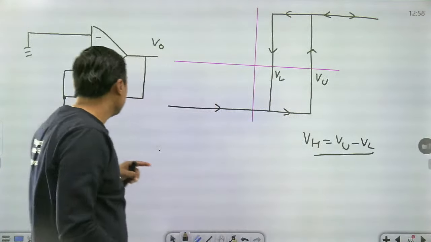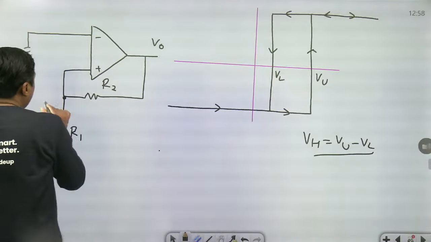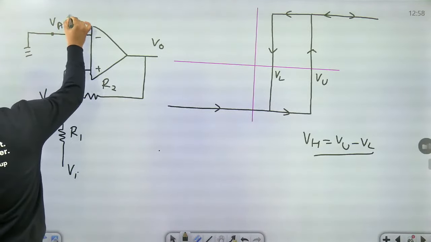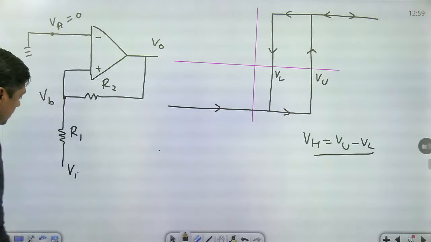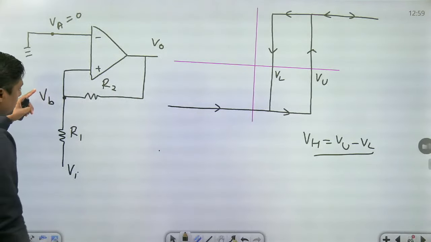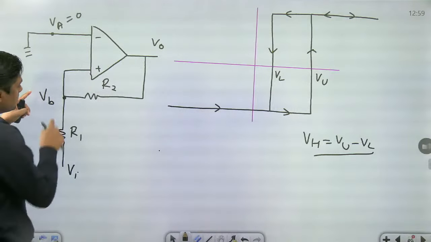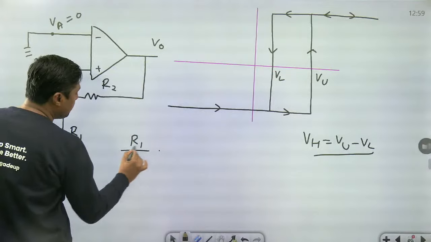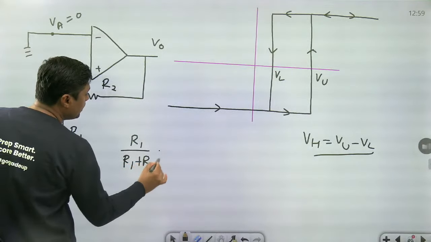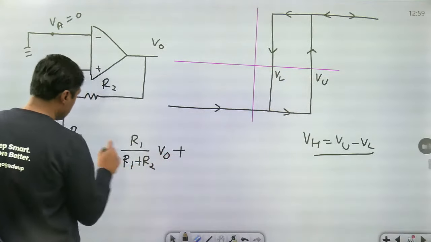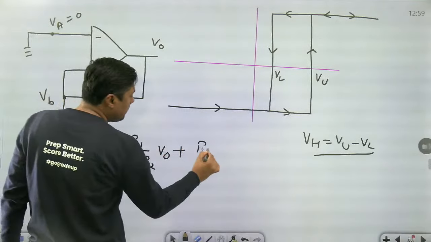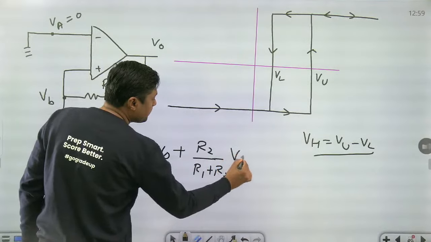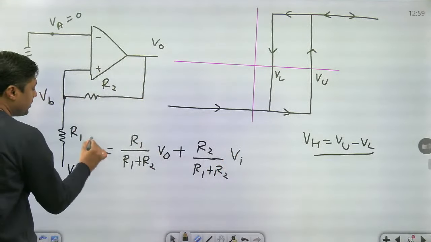Always remember to use this. You have to find the voltage at this point VB and equate it with this VA. In this case VA is equal to 0. Then find the voltage at this point. The voltage at this point is given by V0 into R1 upon R1 plus R2, plus R2 divided by R1 plus R2 into Vi. This is the voltage at this point VB.